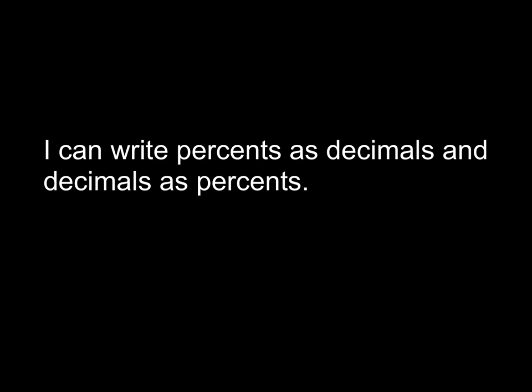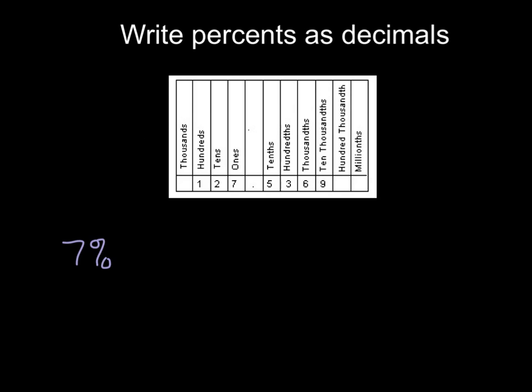Today's learning target is I can write percents as decimals and decimals as percents. When I'm asked to write a percent as a decimal, the first thing I want to do is put it as a fraction. So I would write 7% this way, 7 out of 100, or I'd say 7 hundredths.